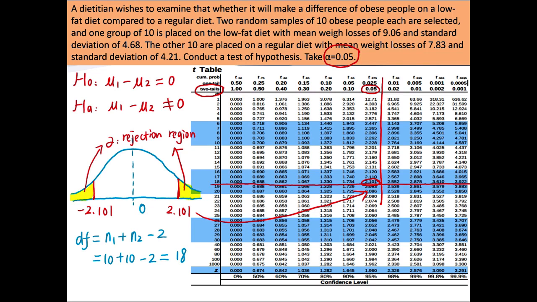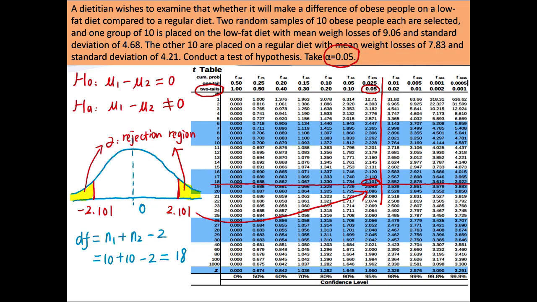First, it will be a two-tails problem because in HA it is not equal to. So we need to choose the two-tails alpha row on the top. Alpha is given 0.05, so we need to locate the column 0.05 on the two-tails row. And degree of freedom, so this is case 2. So degree of freedom is N1 plus N2 minus 2. So it will be 18, and you need to look at row 18.